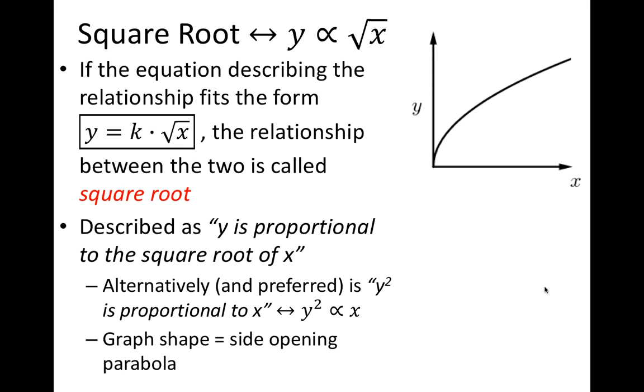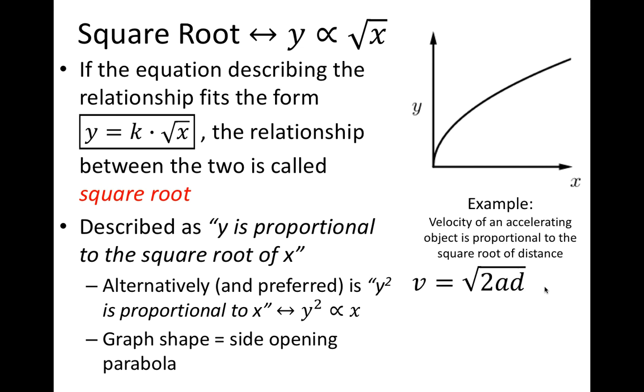An example of this relationship is the velocity of an accelerating object as a function of the distance that it travels. Notice that the d is underneath of the square root. We can write the equation just a little bit differently to show that this matches up with the general form of a square relationship.